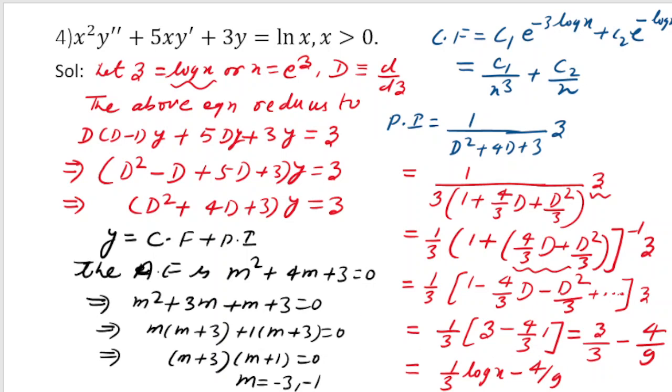Since we don't have the space, I am not writing y equals this thing plus this thing. If you wish, you can write it, and certainly you should write it. Anyway, the general solution will be y equals c1 by x cube plus c2 by x plus 1 by 3 log x minus 4 by 9.